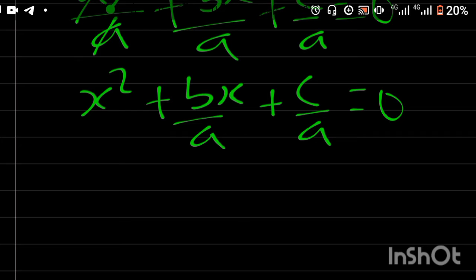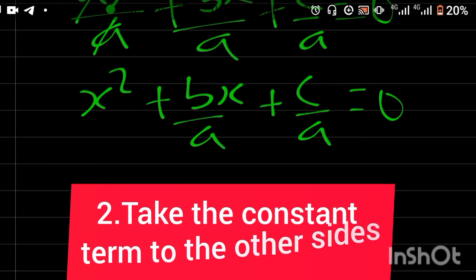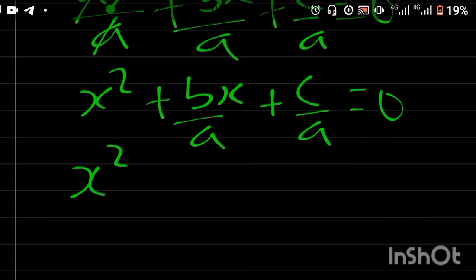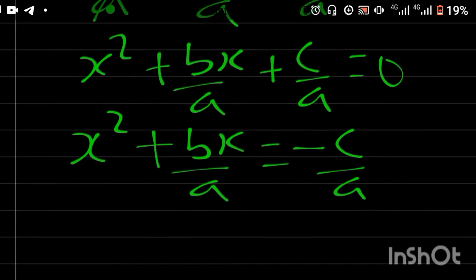Now the next thing we are going to do, we are going to take the constant term to the other side of the equation. What do I mean by the constant term? This part. Therefore, I'm going to have x squared plus bx all over a is equal to minus c over a.